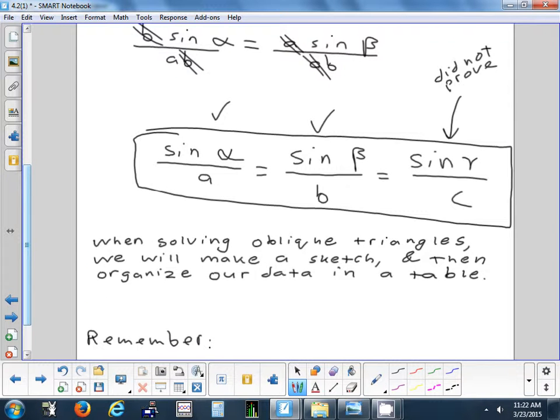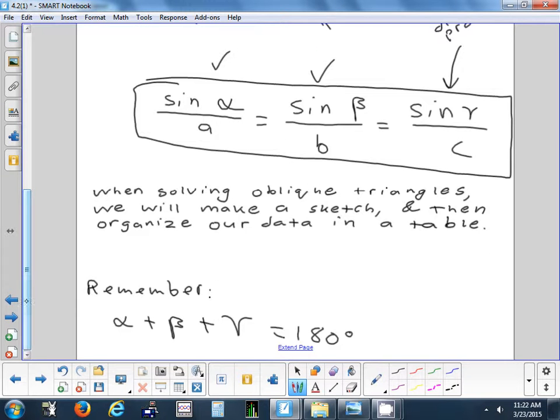Okay, now we can't use the Pythagorean theorem anymore because we don't have a 90-degree angle. But there's still something that's true about all the angles. Anybody remember what that fact is about all the angles in a triangle? Ken? They all add up to 180. Yeah, they still all add up to 180, even though you don't have a 90 anymore. So we'll use that fact.